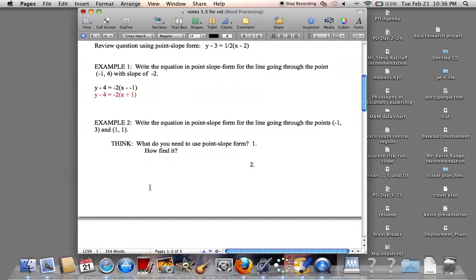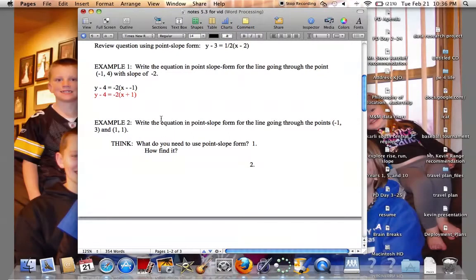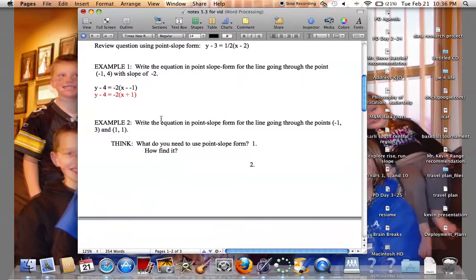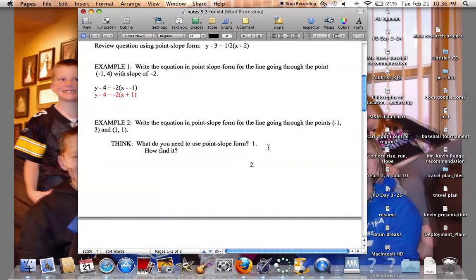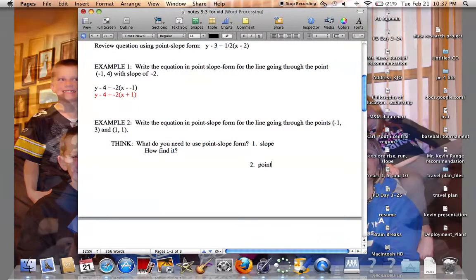Example 2 is going to extend this idea just a little bit. Write the equation in point-slope form, so we're still leaving it in point-slope form, for the line that goes through the points -1, 3 and 1, 1. And again, I encourage you to think about that question. What do you need to use point-slope form? You need, number 1, a slope, and number 2, a point.